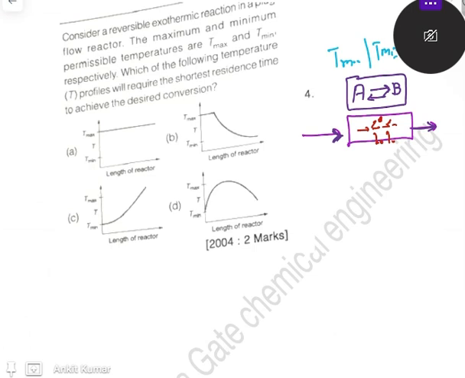The maximum and minimum permissible temperature is this one. Which of the following temperature profiles will require the shortest residence time to achieve the desired conversion? So you are supposed to calculate the shortest residence time for the desired conversion. Since it is an exothermic reaction, if you increase the temperature, the reaction will shift towards the backward direction. So the temperature should be decreased. B. Is that clear? Temperature should be decreased.